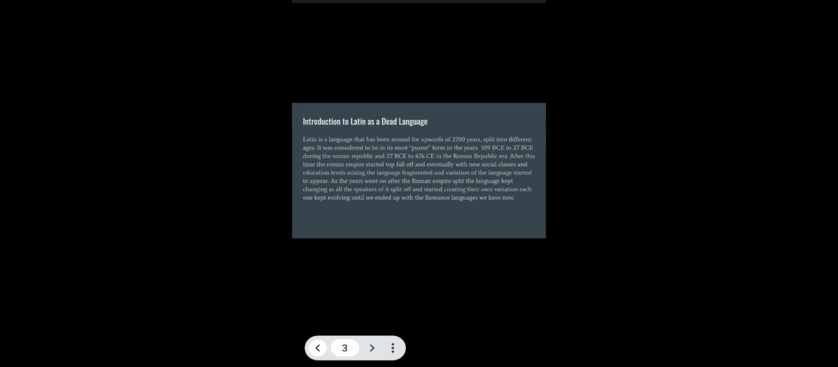After this time, the Roman Empire started to fall off, and eventually, with new social classes and education levels arising, the language fragmented and variations of the language started to appear. As the years went on after the Roman Empire split, the language kept changing as all the speakers of it split off and started creating their own variations. Each one kept evolving until we ended up with the Romance languages we have now.